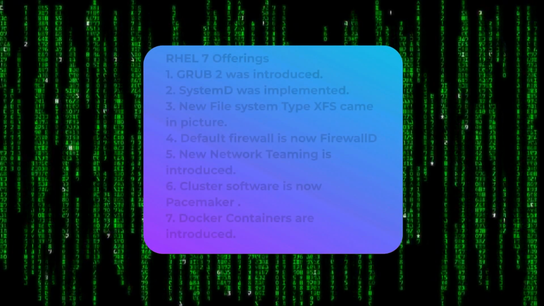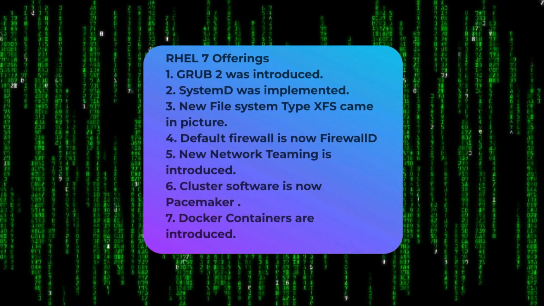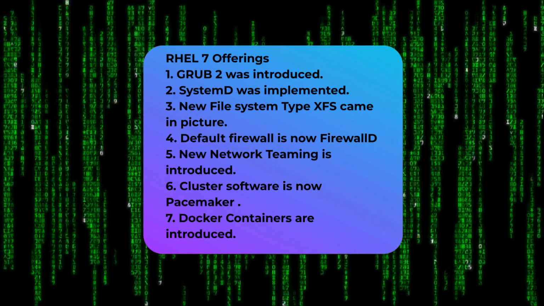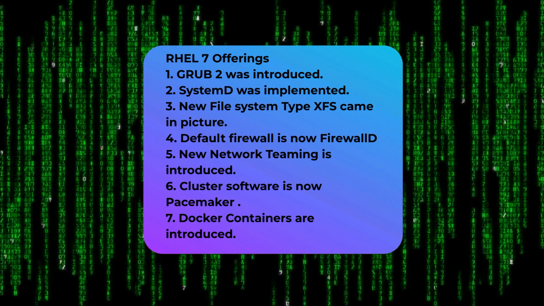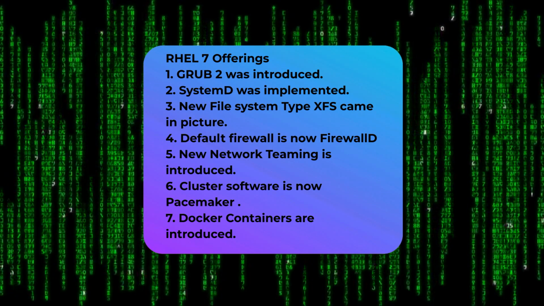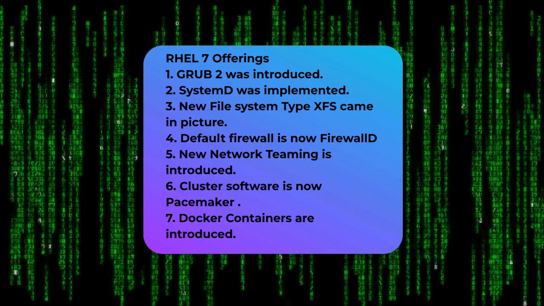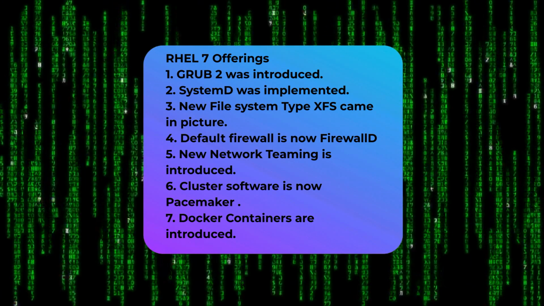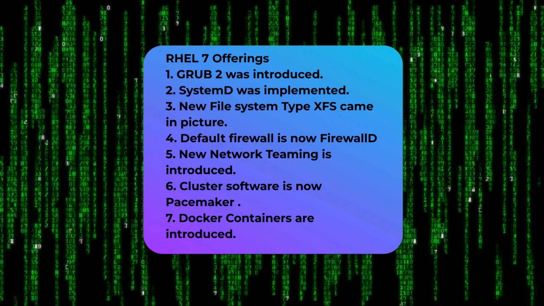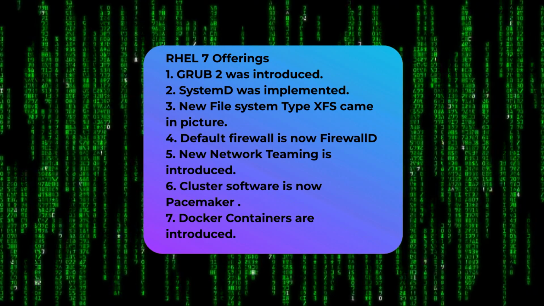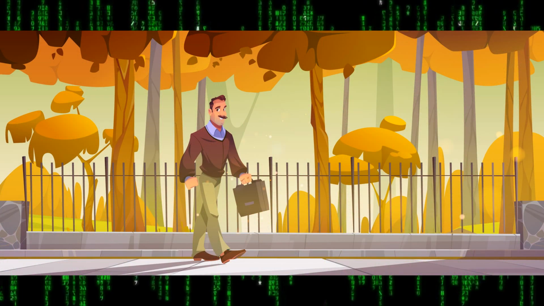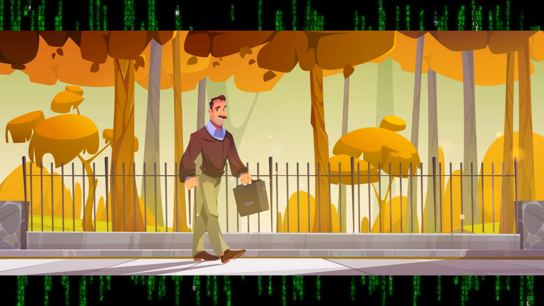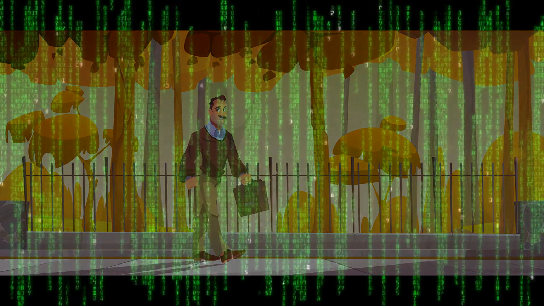In Red Hat 7, GRUB 2 was introduced. Systemd was implemented. XFS came into the picture. FirewallD is now your default firewall. Network teaming is also possible. The cluster software is now Pacemaker. Docker containers are also introduced. These are to name a few. Now let's move forward with the minimum system requirements to run RHEL 7.